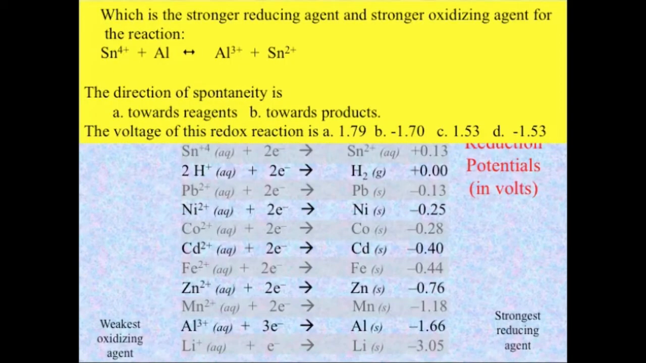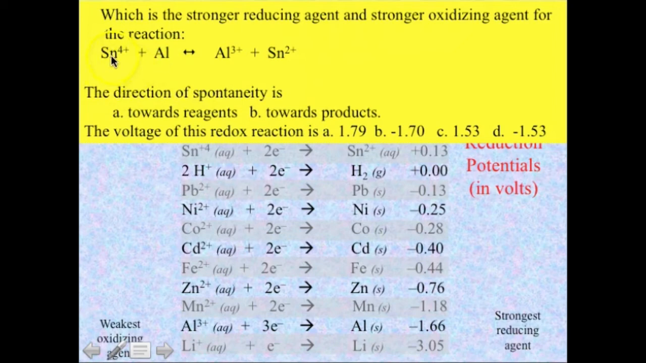So let's try this question. Which is the stronger reducing agent and stronger oxidizing agent for this reaction of tin plus 4 plus aluminum metal yields aluminum ion plus tin plus 2? Well, first we identify on each side which is the reducing agent and which is the oxidizing agent.